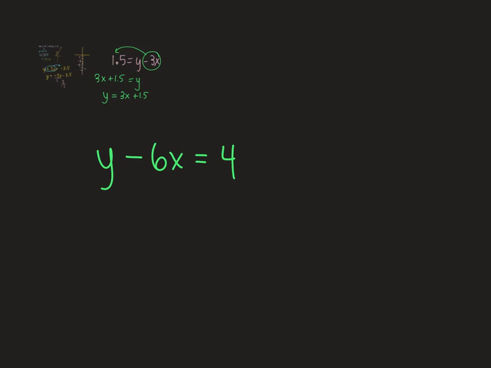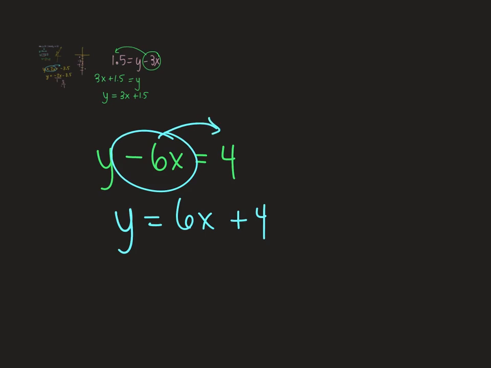All right, did you say y equals 6x plus 4? That's what we would get if we move this chunk to the right. He's now positive, and the 4 was always positive.